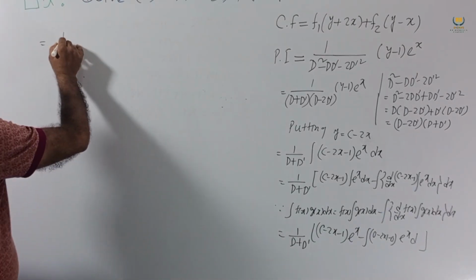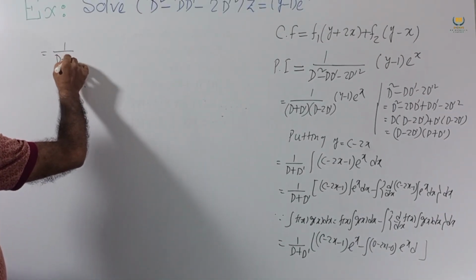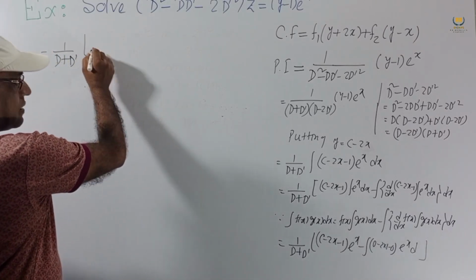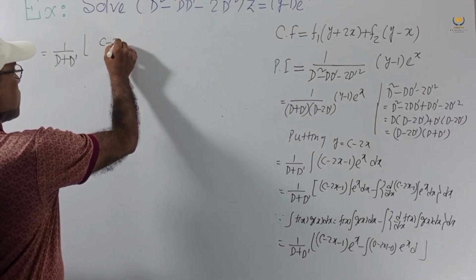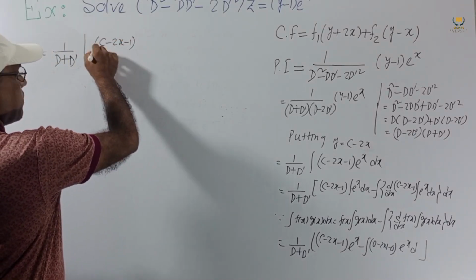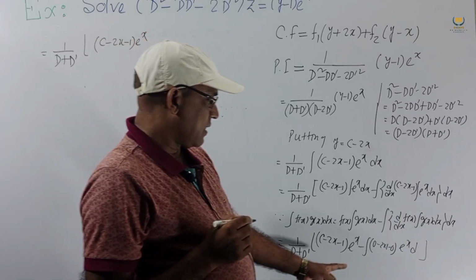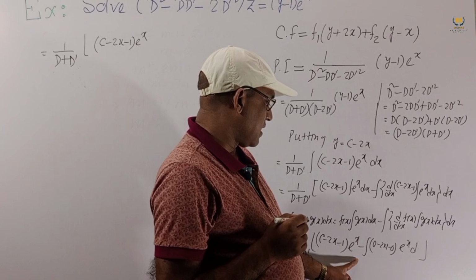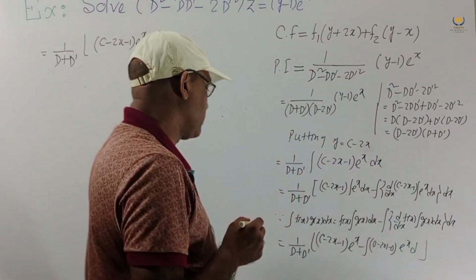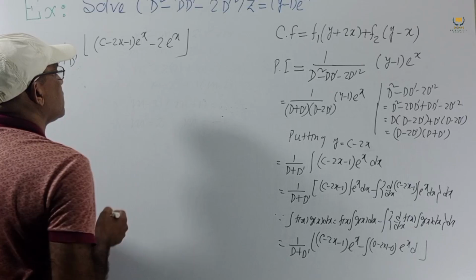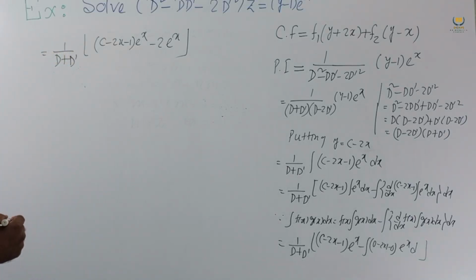So 1 by D plus D dash, and this is c minus twice x minus 1 e to the power x, and this is minus plus, and integration of e to the power x means e to the power x. So minus 2 e to the power x. So we get this.